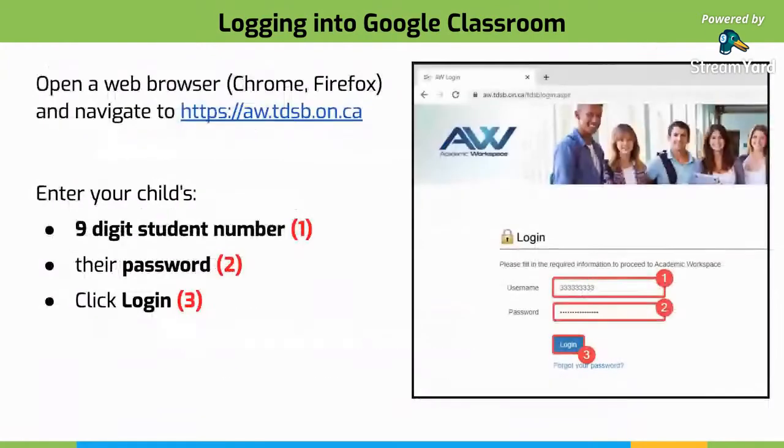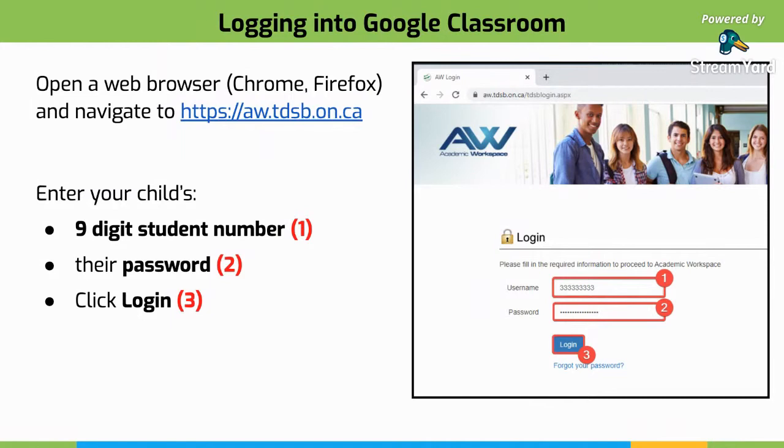Okay, so logging into Classroom, anywhere in the world you have an internet connection, whether you're on a mobile device or a laptop or desktop computer, you can access our academic workspace login portal. And the URL is on the screen there in blue, aw.tdsb.on.ca. And again, you can literally be anywhere in the world with an internet connection and access this login portal.